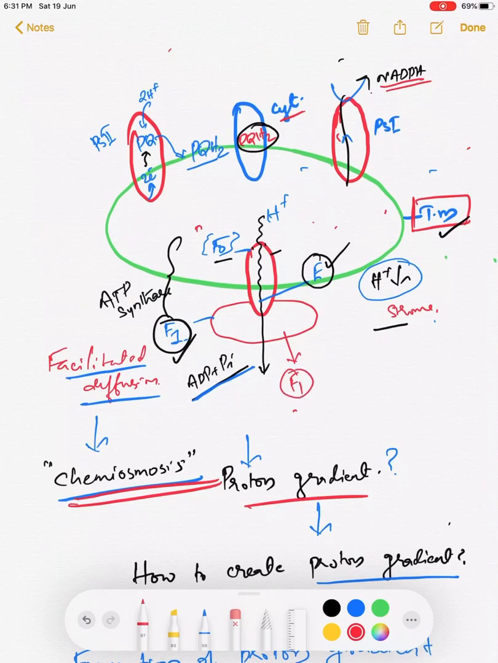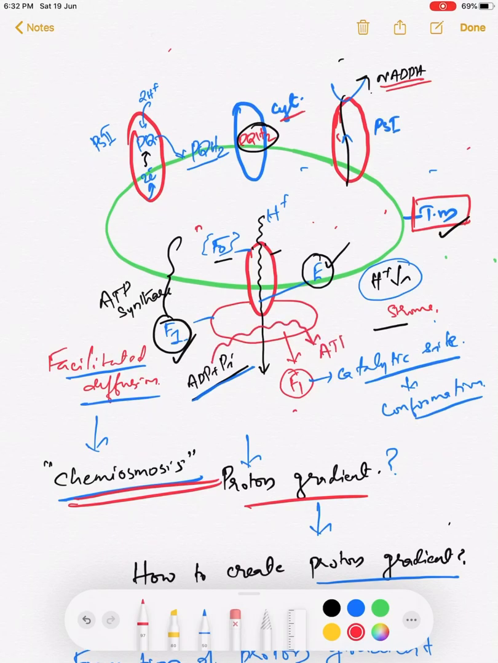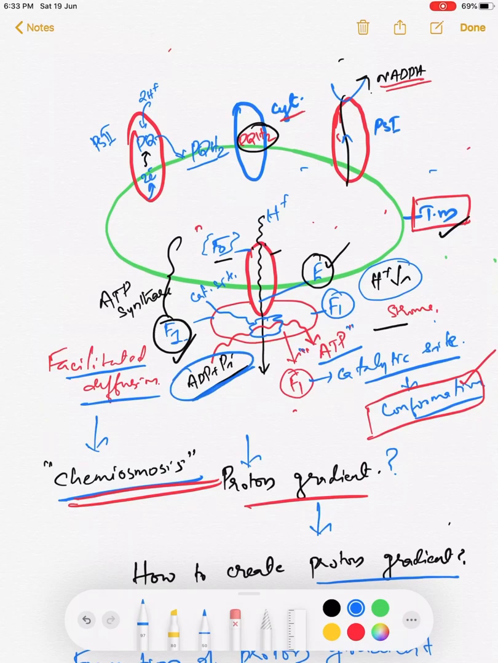This is the F1 particle. This F1 particle is having a catalytic site. This catalytic site should undergo a conformational change. Conformational change means its shape will undergo some changes. Once that conformational change happens, this ADP can easily be converted to ATP. Let us consider this as a catalytic site. After getting energy, this catalytic site undergoes conformational change. That conformational change ultimately results in the formation of ATP from ADP and inorganic phosphate.